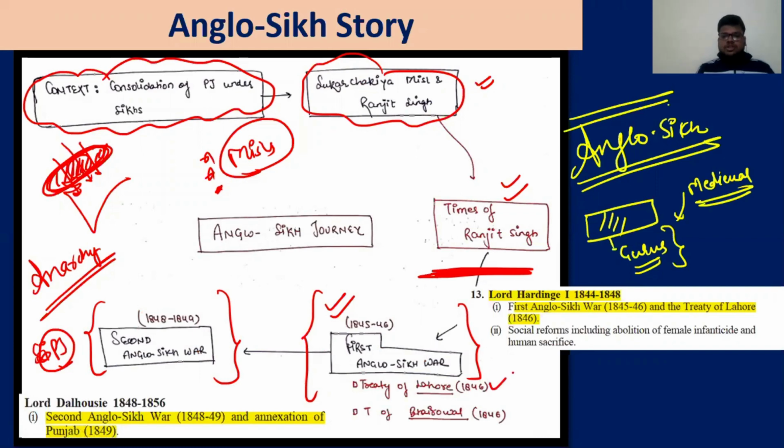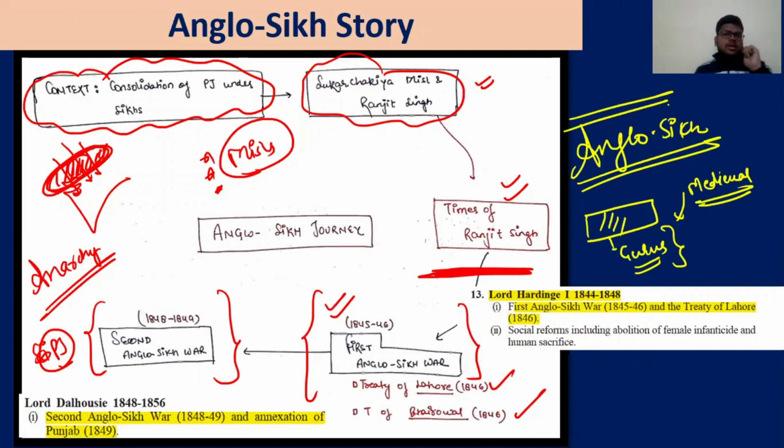You have to remember these two treaties, Treaty of Lahore and Treaty of Bhairowal. Very easy. First, you need to see the story of Ranjit Singh. What was the time of Ranjit Singh? What happened after Ranjit Singh? That prepared the ground for the first Anglo-Sikh War. So remember, there was no Ranjit Singh in the Anglo-Sikh Wars.